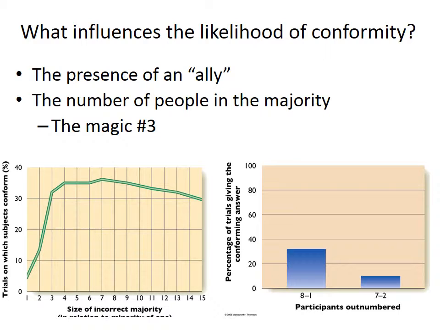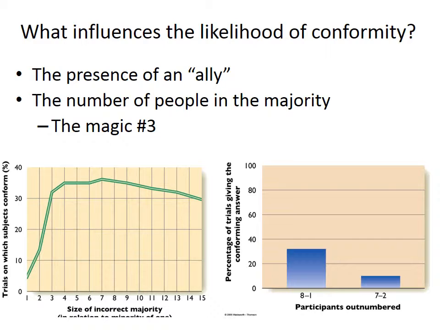In fact, we give this particular effect a special name. Asch called it the magic number 3, because it seemed to be the critical number, the critical mass number that was required to get people to start to want to be a part of the group, to associate with the group, and really start to conform to the norms that the group sets. So, two of the major factors, again, were having an ally and how many people were in the majority.